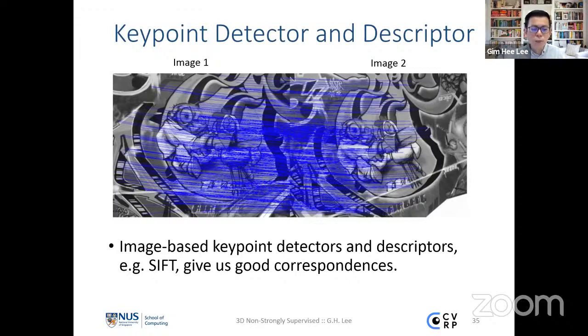SIFT is actually one of the most well-known keypoint detectors and keypoint descriptors. And this allows us to find correspondences between two images taken from different viewpoints. And we all know that this is a very important step towards many computer vision or 3D computer vision related tasks, such as structure from motion, pose estimation, and many other tasks in 3D computer vision.